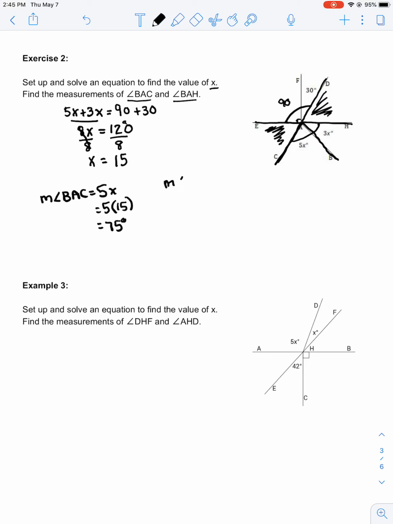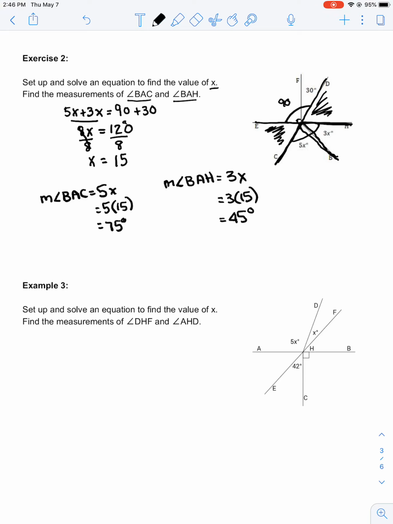And then the measure of angle BAH, which is right here, BAH, which is 3x, which is 3 times 15, which is 45 degrees. And there is our answer for that.